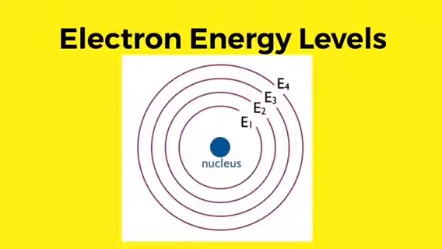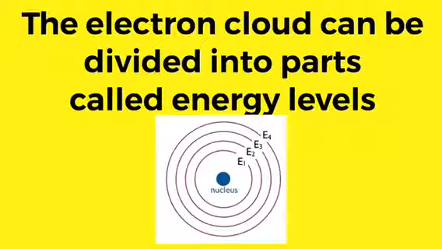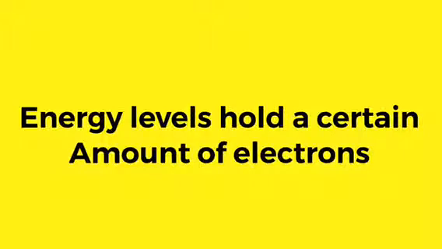Today we'll be talking about electron energy levels, so let's get right to it. Here is some simple information about the electron cloud. It's in every atom, it's located outside of the nucleus, and the electron cloud consists of electrons. And also, the electron cloud is divided into portions called energy levels. And each energy level can hold a certain amount of electrons, and that is determined by using a formula. And here it is.